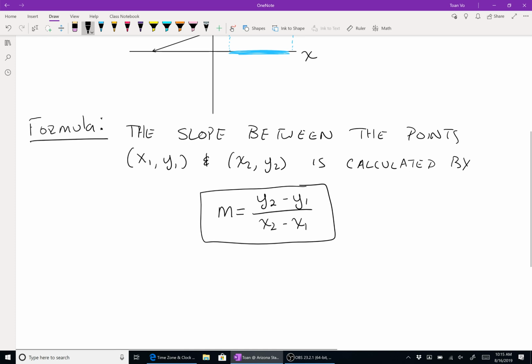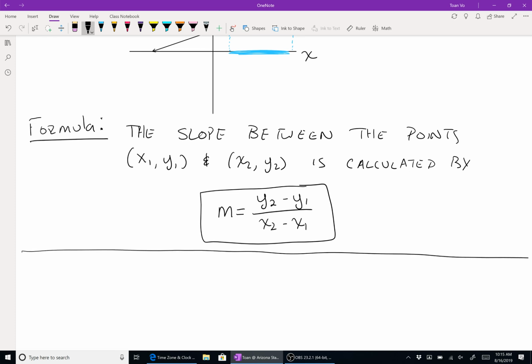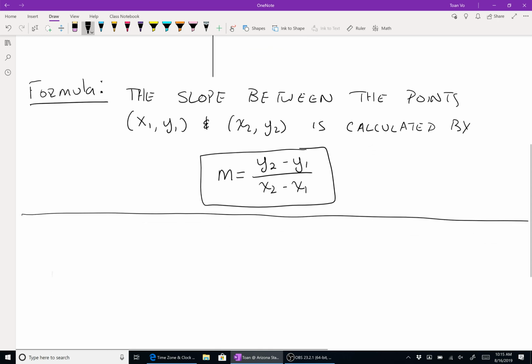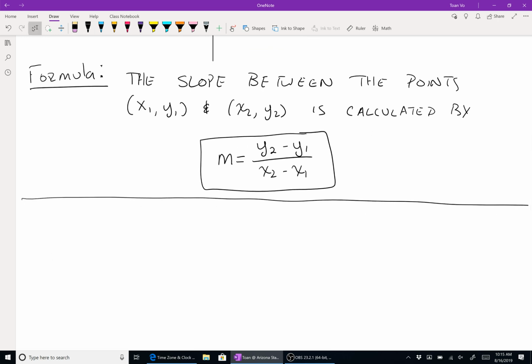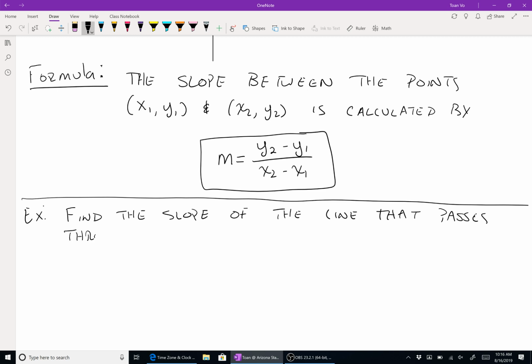Very easy to use, but I've had students in the past get it wrong because they make silly little mistakes. So here are my hints. Here's my suggestions to you if you know you're the type of person that makes silly little mistakes. So for example, find the slope of the line that passes through (-1, 3) and (2, -1).